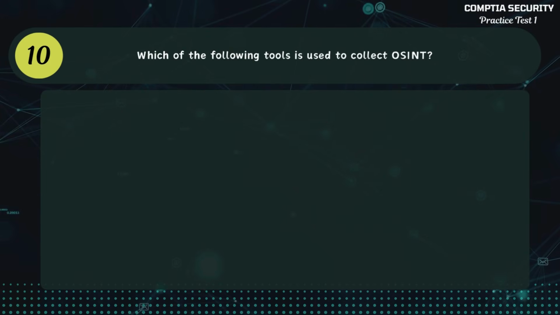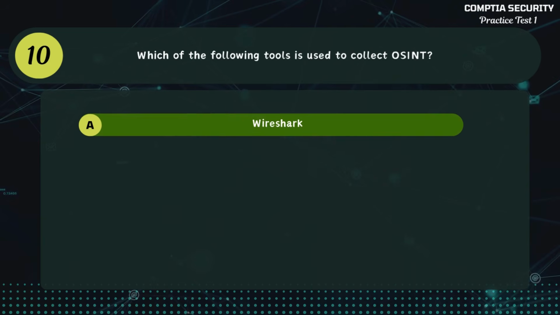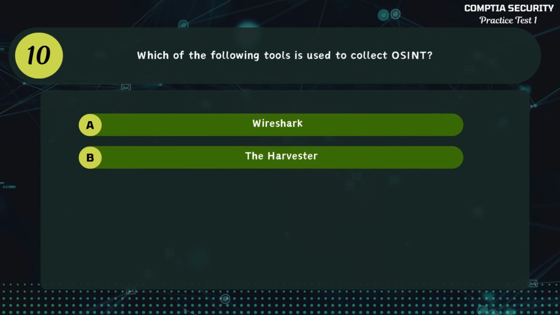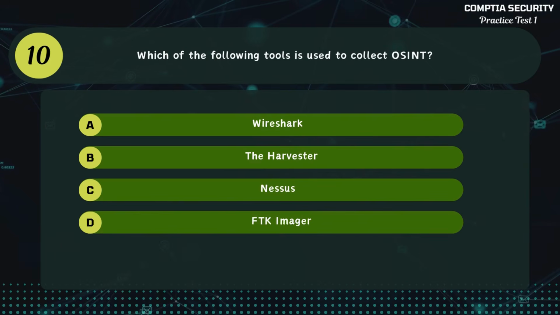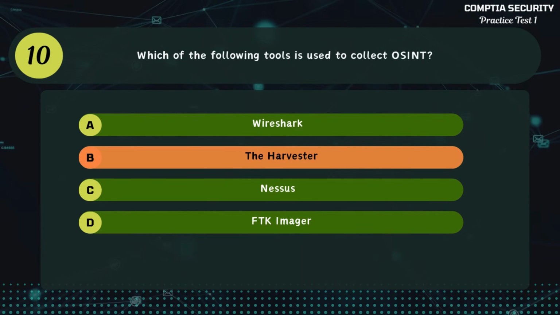Question 10. Which of the following tools is used to collect OSINT? A. Wireshark. B. The Harvester. C. Nessus. D. FTK Imager. Correct answer B. The Harvester.